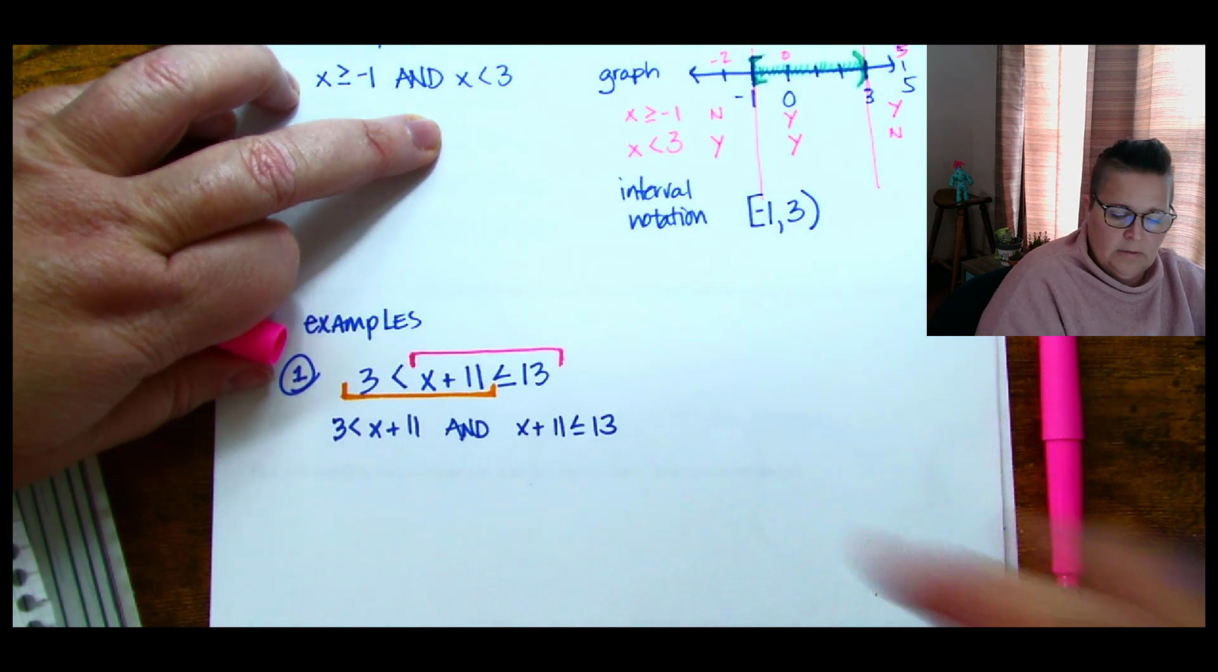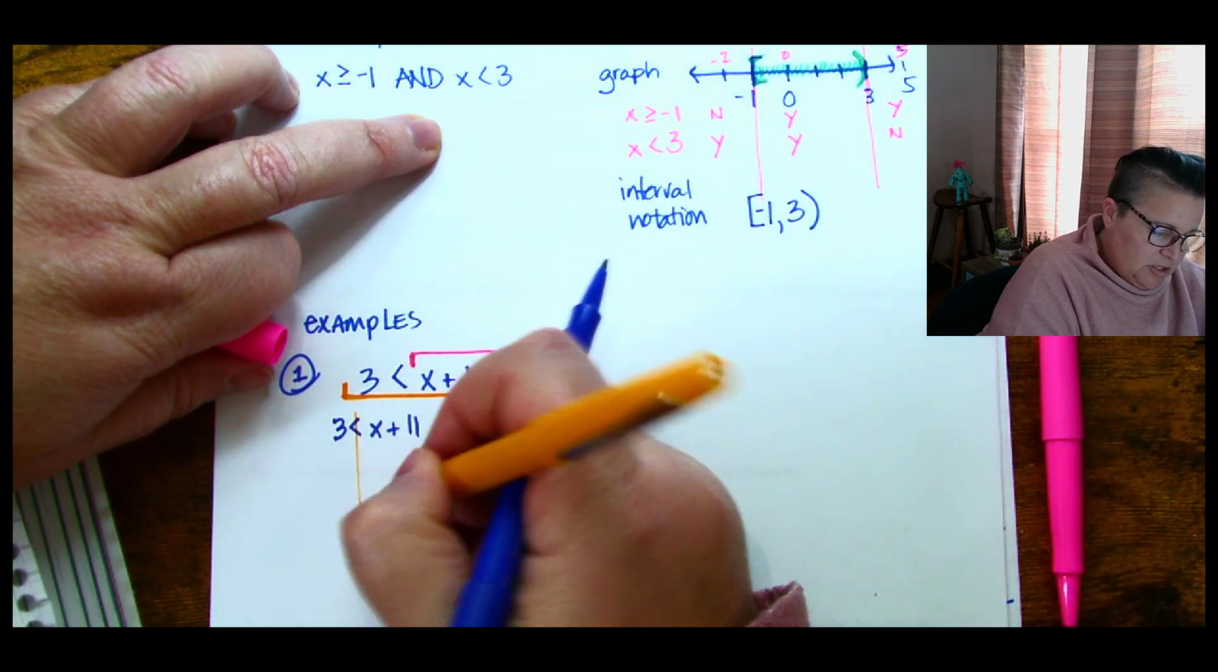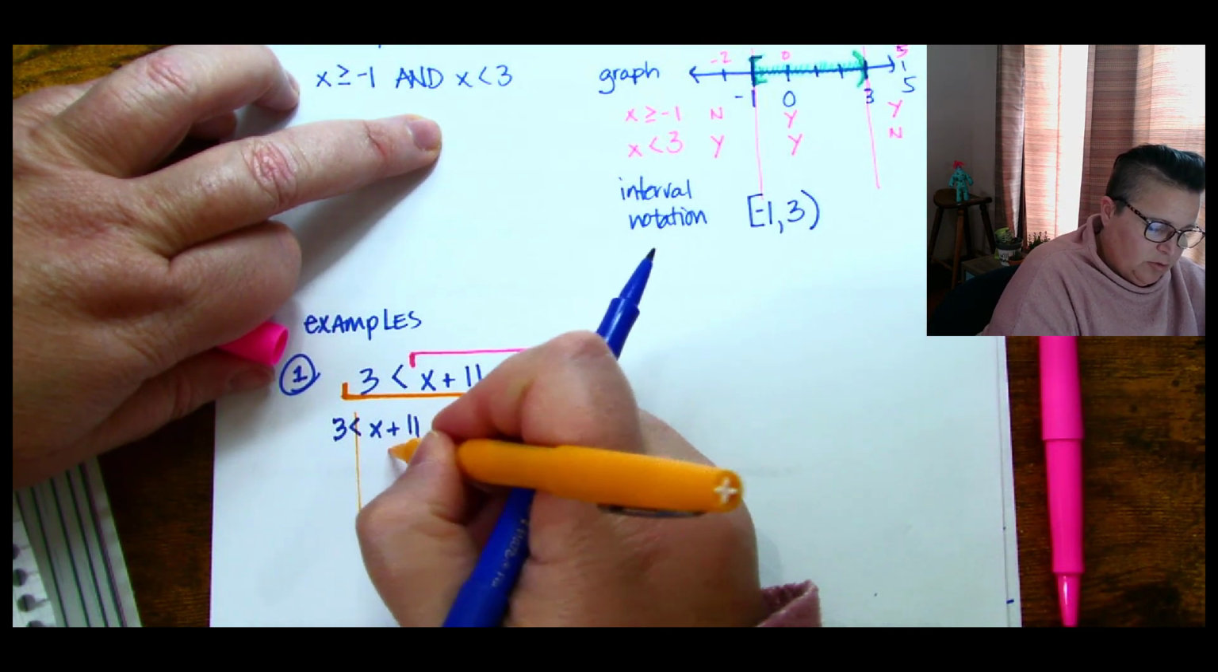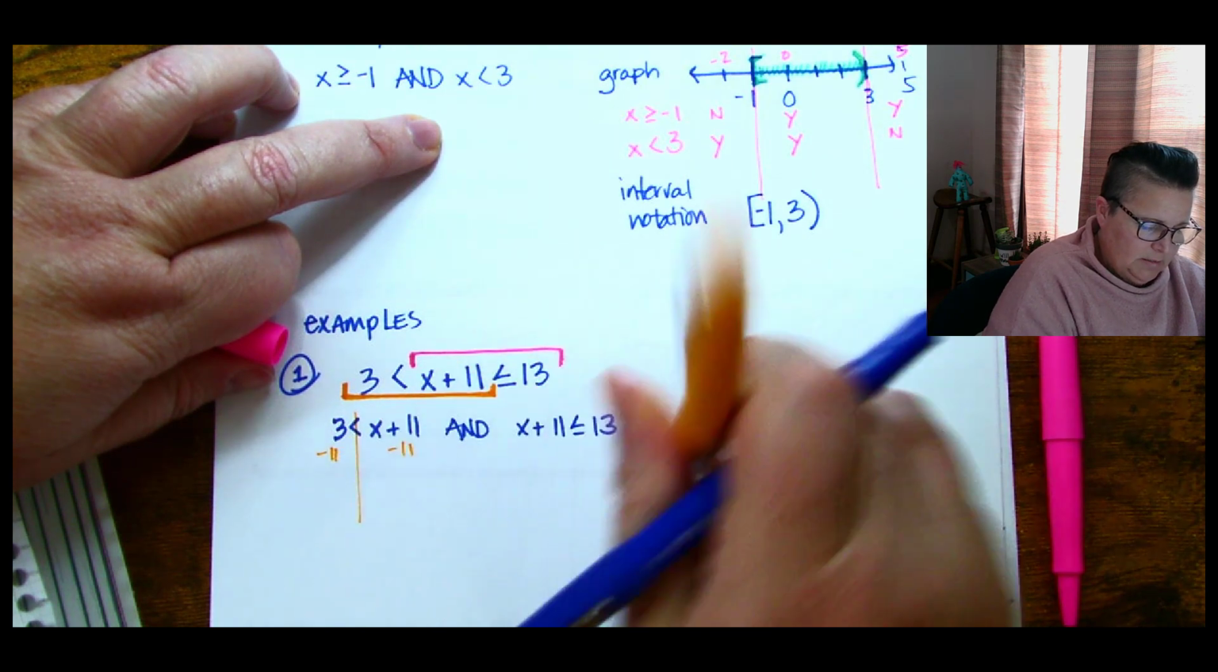Right, we're going to solve each of these inequalities. So I'm going to subtract 11 from both sides.